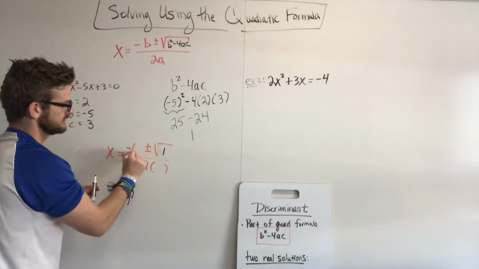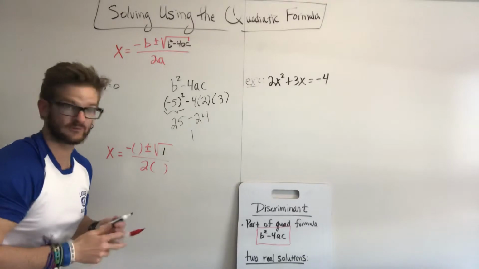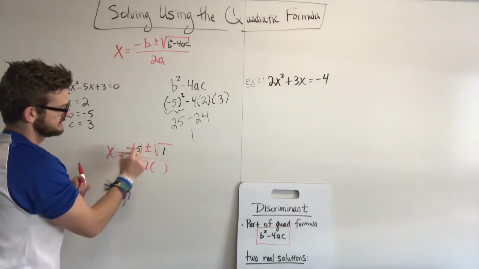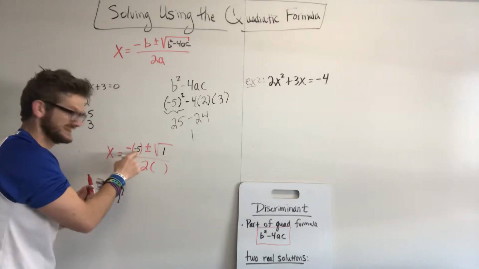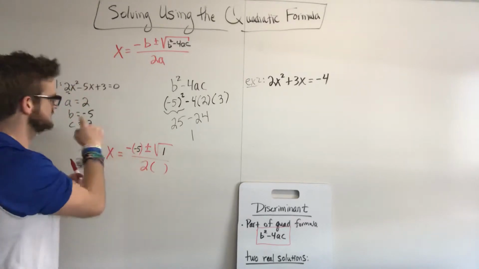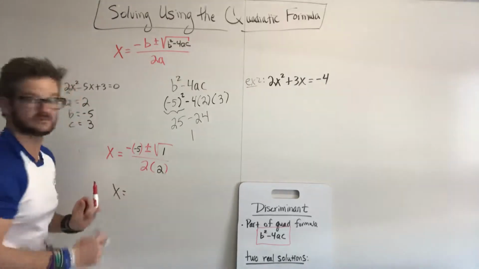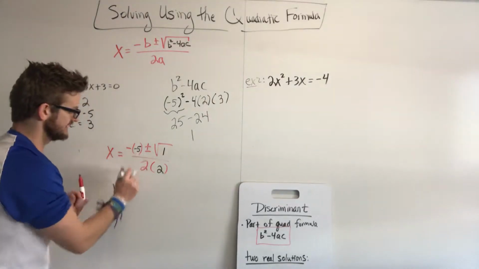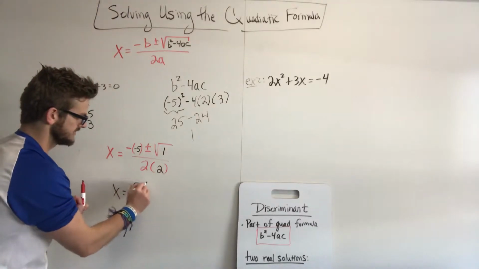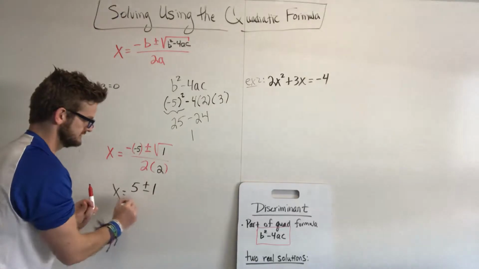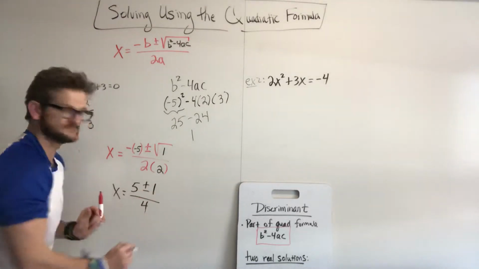So instead of these variables, I'm going to go ahead and just open parentheses. So the opposite of b, negative 5. So notice it's negative 5. And then 2 times a was 2. The next thing I'm going to do is simplify this down. So negative 5 is positive 5, plus or minus the square root of 1. The square root of 1 is 1, and that's all over 4.